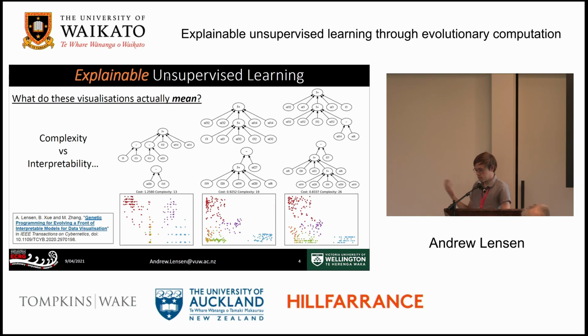And as you might expect, as you get a more sophisticated, a higher quality visualization, you get a more complex model that produces it. So there's this trade-off between having a simple model with a not so good visualization and a more complex model that then gives you a really good visualization. And depending on how well you need to be able to understand your visualization, you would choose a different point in that trade-off.